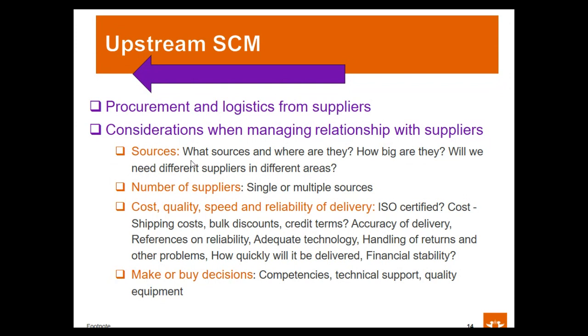Firstly, sources. Who are the suppliers, how many are they, and what do they supply? Where are they, how big are they? And then you also need to consider, do we need different suppliers in different areas? Secondly, the number of suppliers that you want to use. Are you going to use a single supplier or multiple sources? With successful supply chain management, the aim is to go for a limited amount of supply.